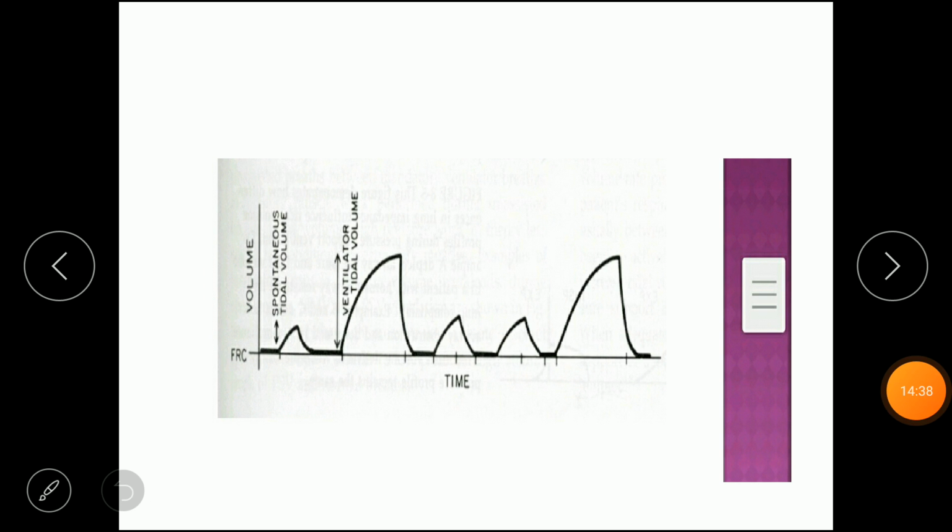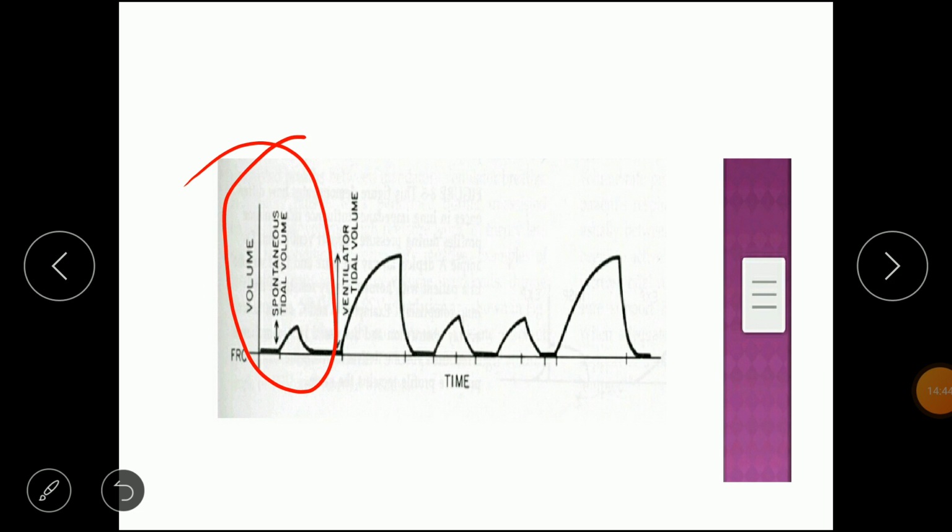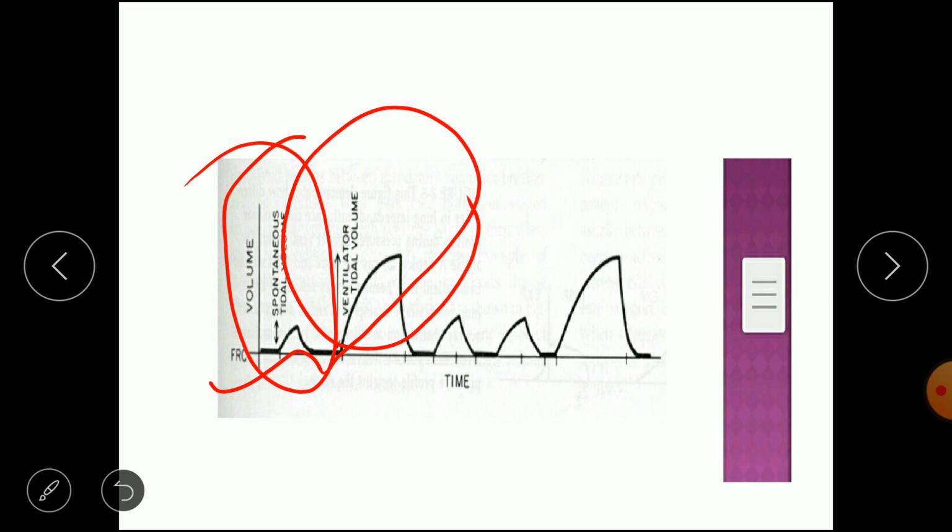The graph is tidal volume. The patient just starts breathing, and then the machine assists by delivering a preset tidal volume to the patient; that is the ventilator tidal volume shown. So here this is by the mechanical ventilator IMV, and here the patient's spontaneous breath.